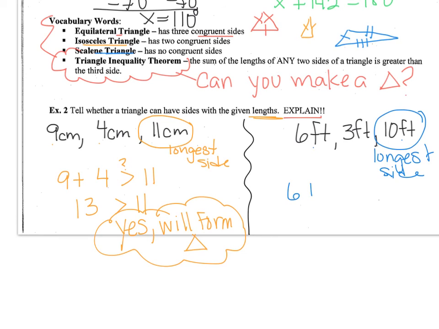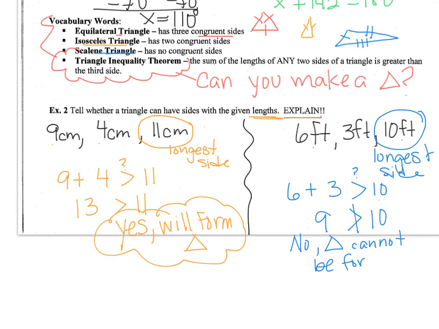So if I take 6 plus 3, it has to be greater than 10 for this to form a triangle. So does it work? Well, 6 plus 3 is only 9. So no, it is not greater than 10. So no, triangle cannot be formed. We're going to do some demonstrations in class and show you why this doesn't work. But that is how you can show your work on it. But in class we'll show you some examples of three sides that do not form a triangle.